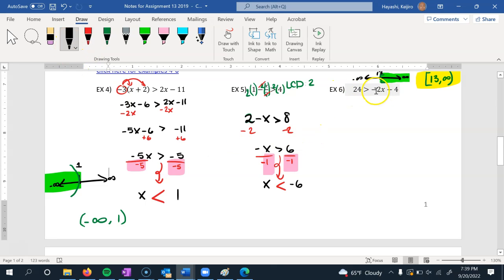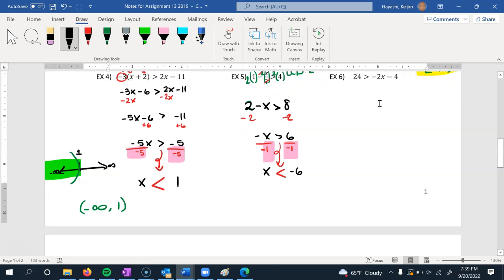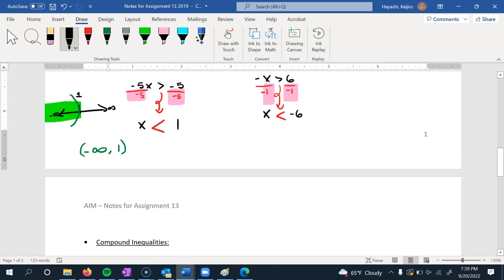We'll skip example 6. You would just add 2x to both sides and then subtract 24 to get your x's over on the left. Probably the best way to do that. Okay.